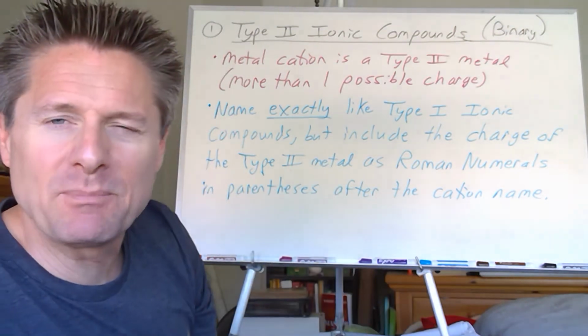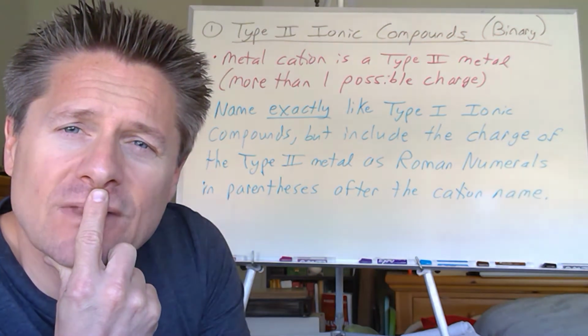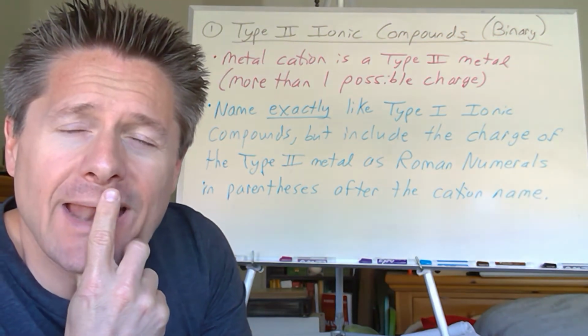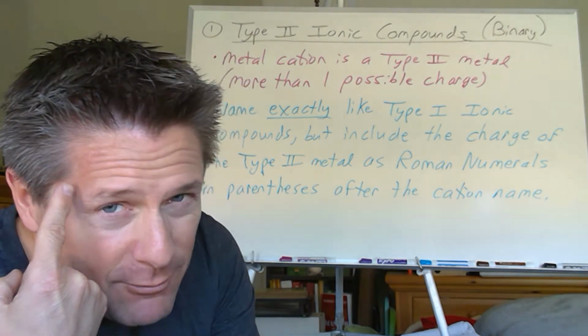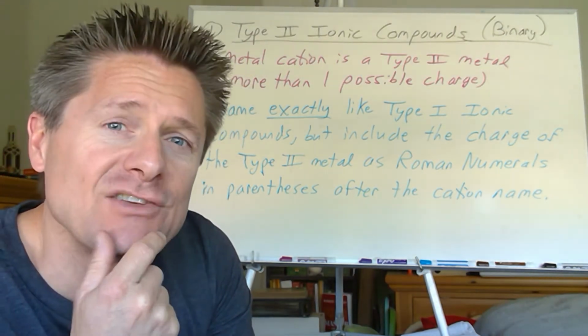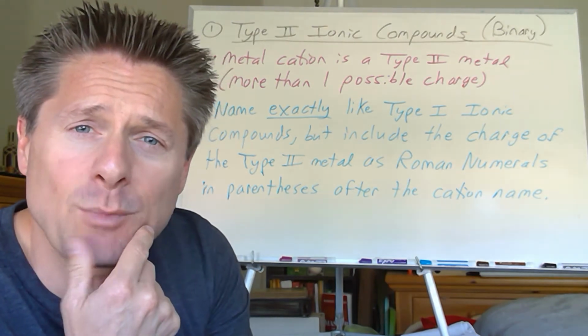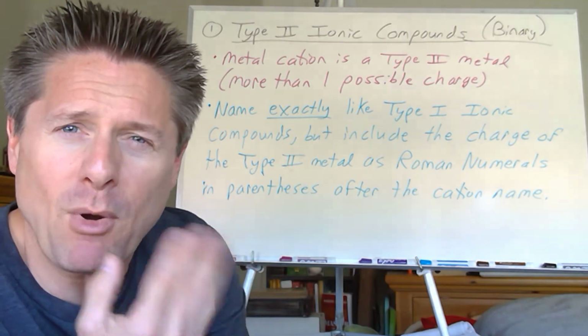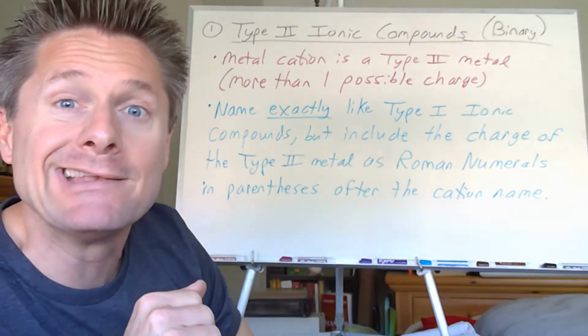So the extra step to this is looking at the formula unit, the chemical formula of the compound, and hopefully being able to look at it and, in your head, reverse engineer and figure out the oxidation number or the charge of that metal. If you can't, just set up the algebraic expression and solve for it. So it's kind of a part A, part B. Solve for the charge of the type 2 metal, boom, and then insert that into the name.